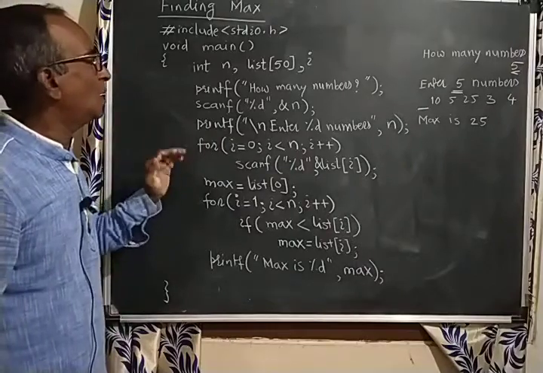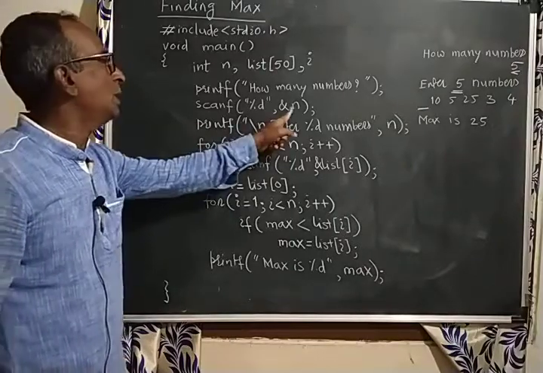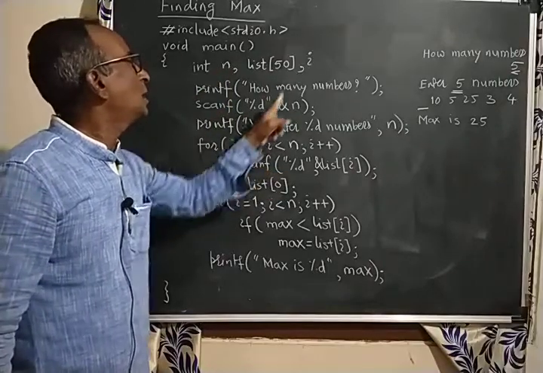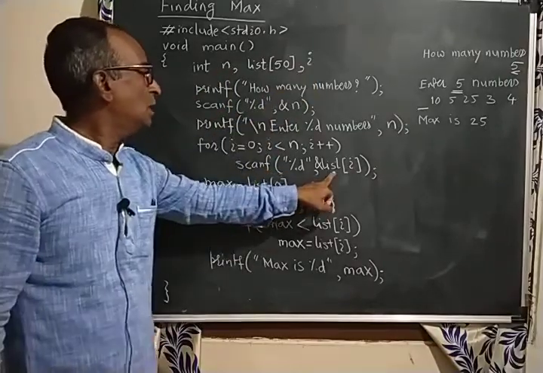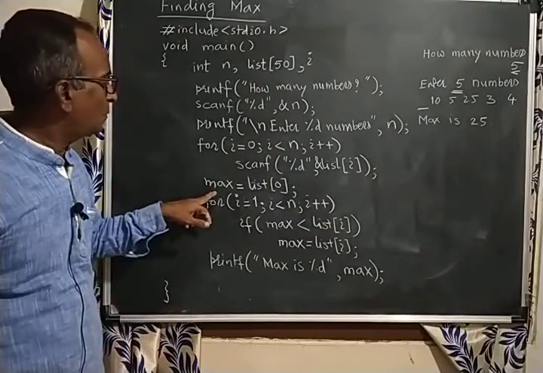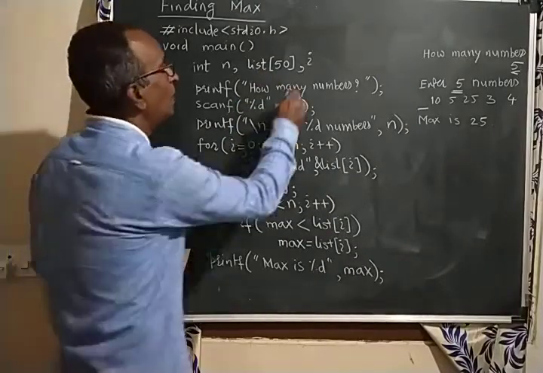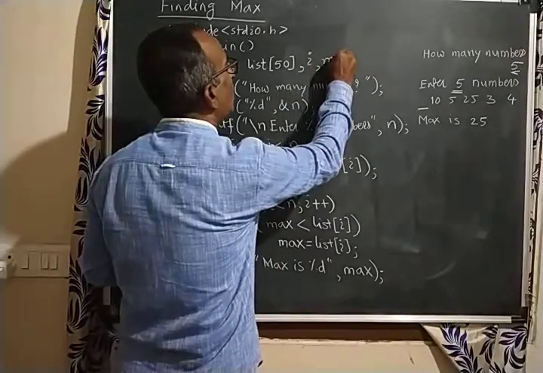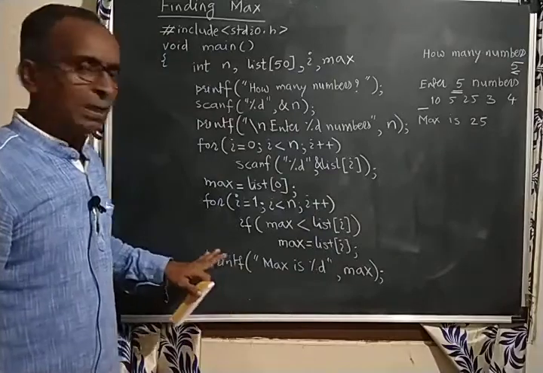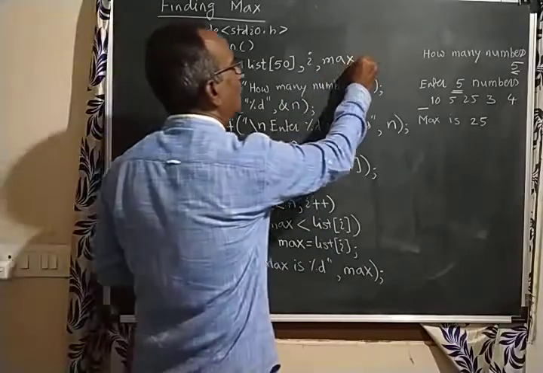So check whether all the variables have been declared or not. N you are reading, N is declared. Then I you are using, I is declared. List you are using, list array is declared. Max we are using, max has not been declared. It is also an integer value. Max. Now everything is fine. We'll complete this.